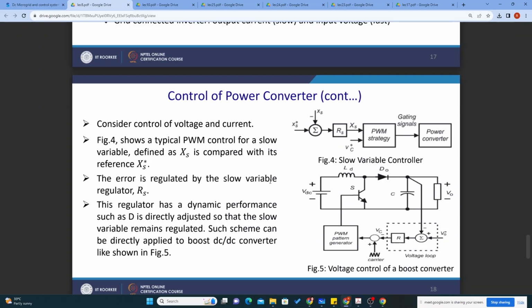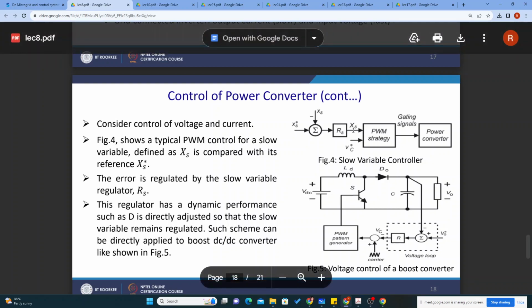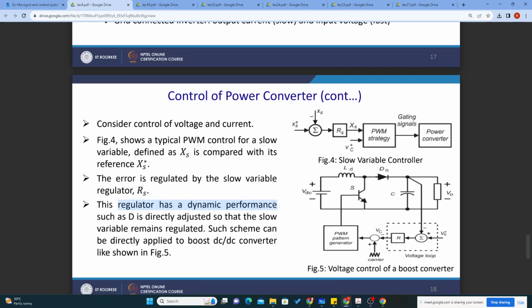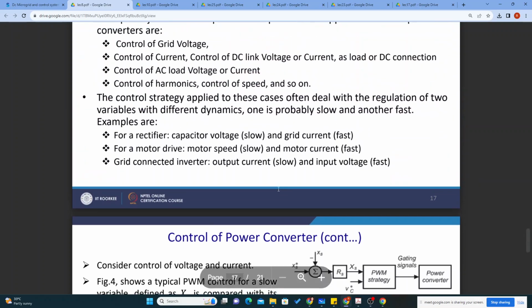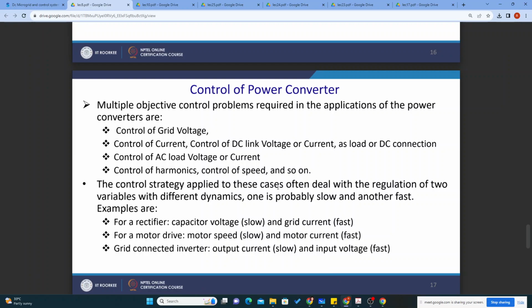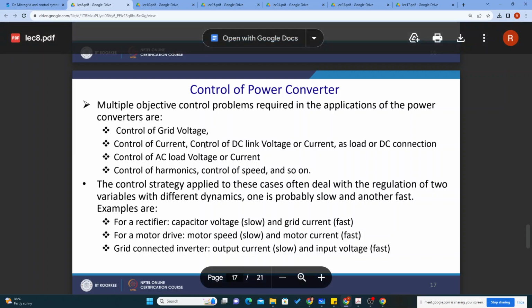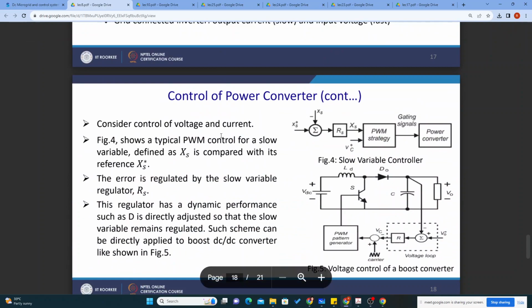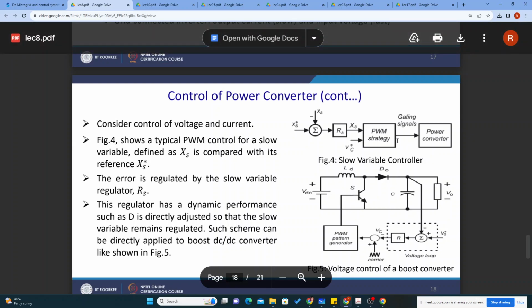This regulator has a dynamic performance such that d is directly adjusted so that the slow variable remains regulated. Just move upwards also. In this one, for the fast variable, the capacitor voltage is slow and the grid current is fast. But we are only sensing the capacitor voltage, right? Yes, this is the slow one, voltage control only.